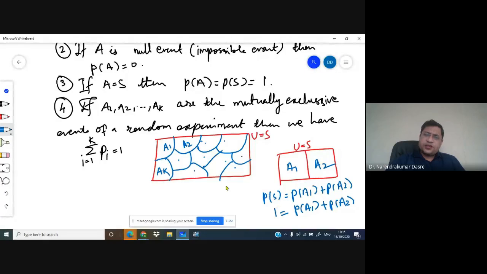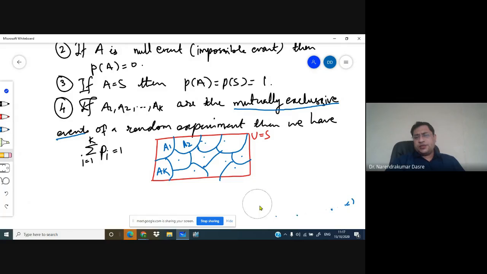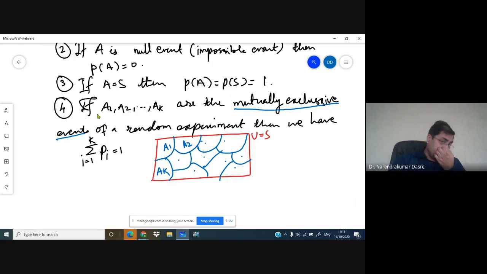So what I did here is generalize this concept, and then I claim that the summation of all probabilities is going to be 1. Okay, so simple thing, the summation of all probabilities is going to be 1. This is in case of mutually exclusive events. Mutually exclusive means no point is in common. So there is no common point in A1 and A2, nor in AK and A2, or AK and any other set. If this situation happens, then the summation is going to be 1.